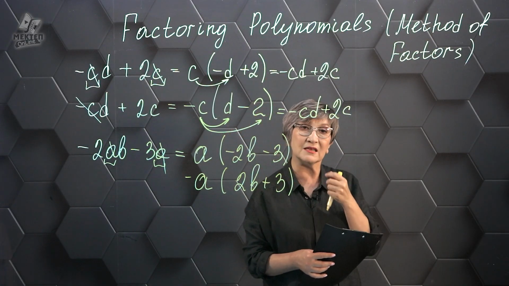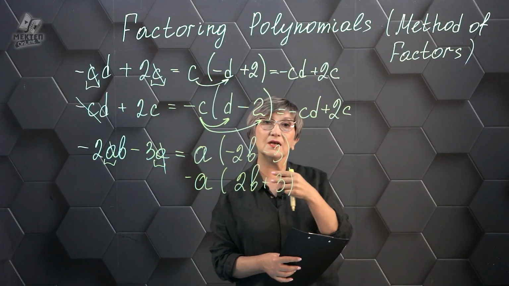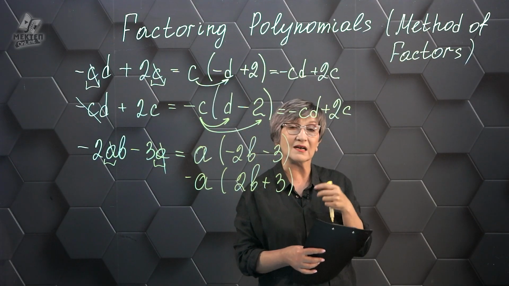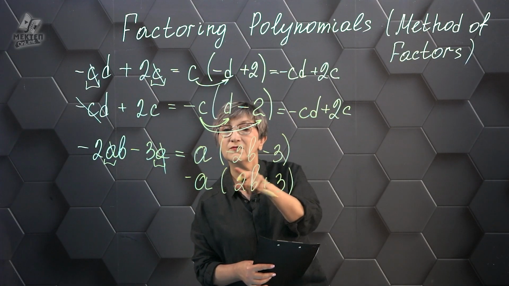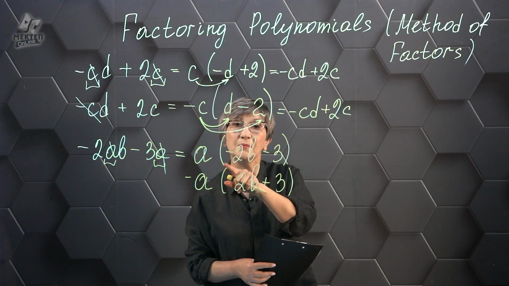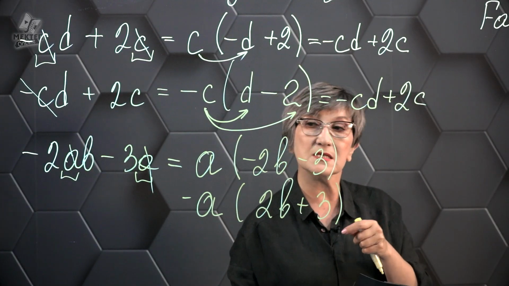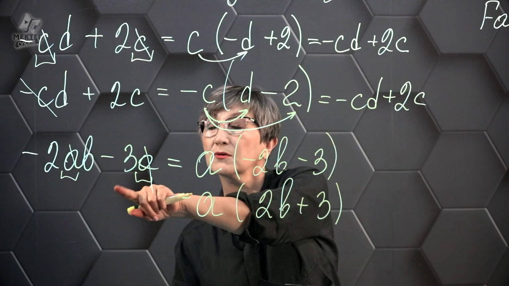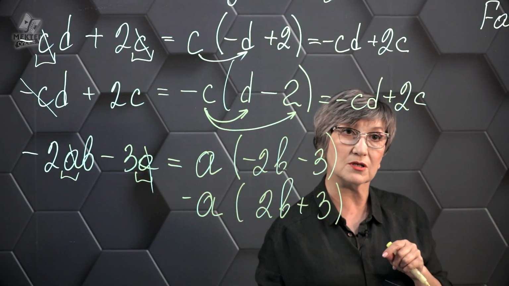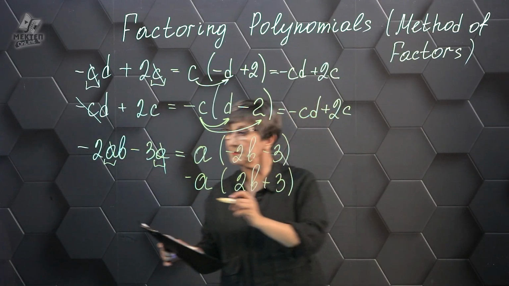And in this example, by applying both methods, we've got 2 answers that at first glance seem different. But if you perform the reverse operation once more and check whether you've written the signs correctly, what do you get? As a result, you'll end up with the original polynomial.